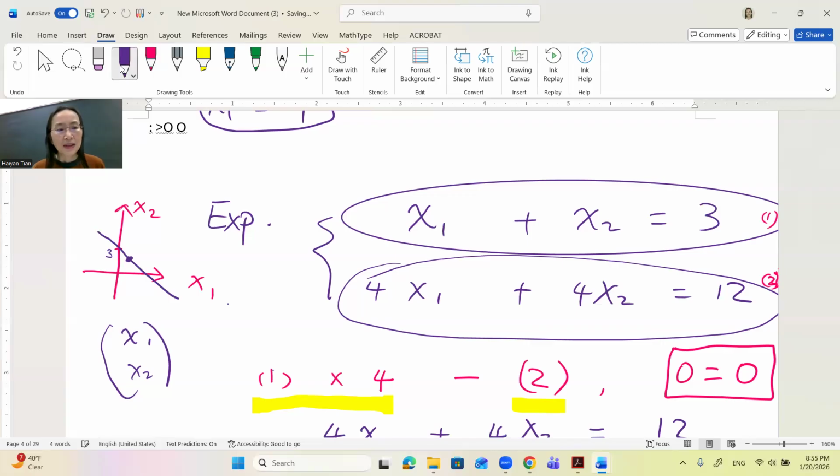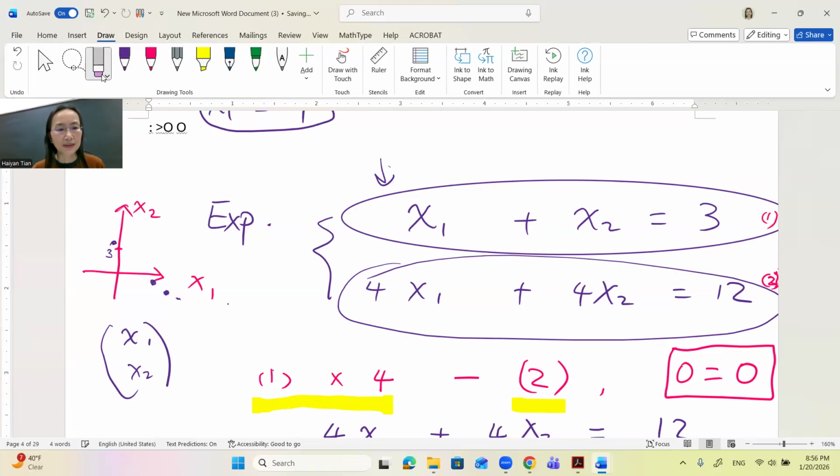That is, every point that satisfies the first equation satisfies the second equation. So how many solutions? Every point will satisfy both, right? Because both are the same. So every point on this line will be a solution. So that's how many? Infinitely many. So we have infinitely many solutions for the third system.